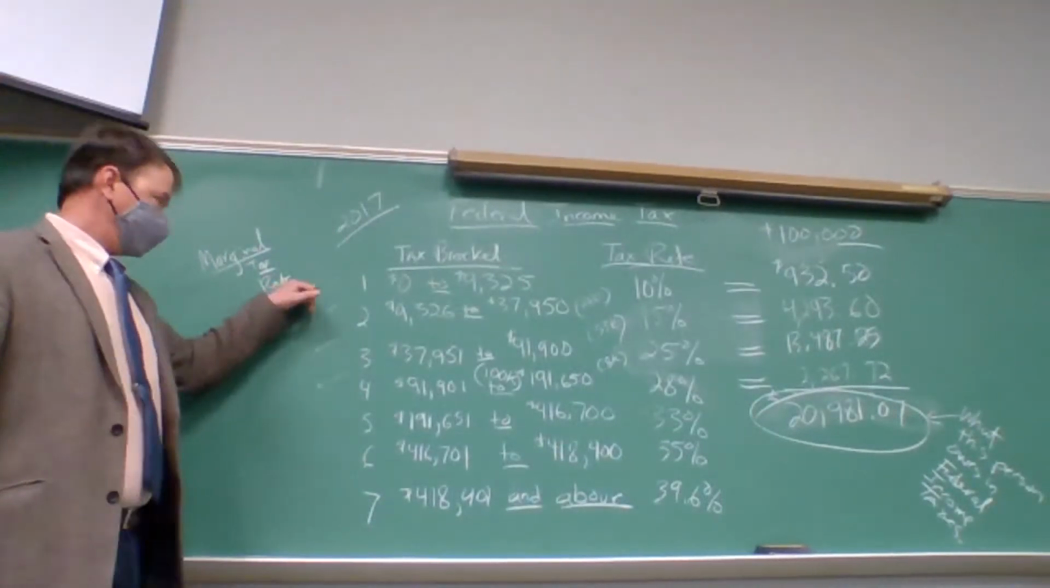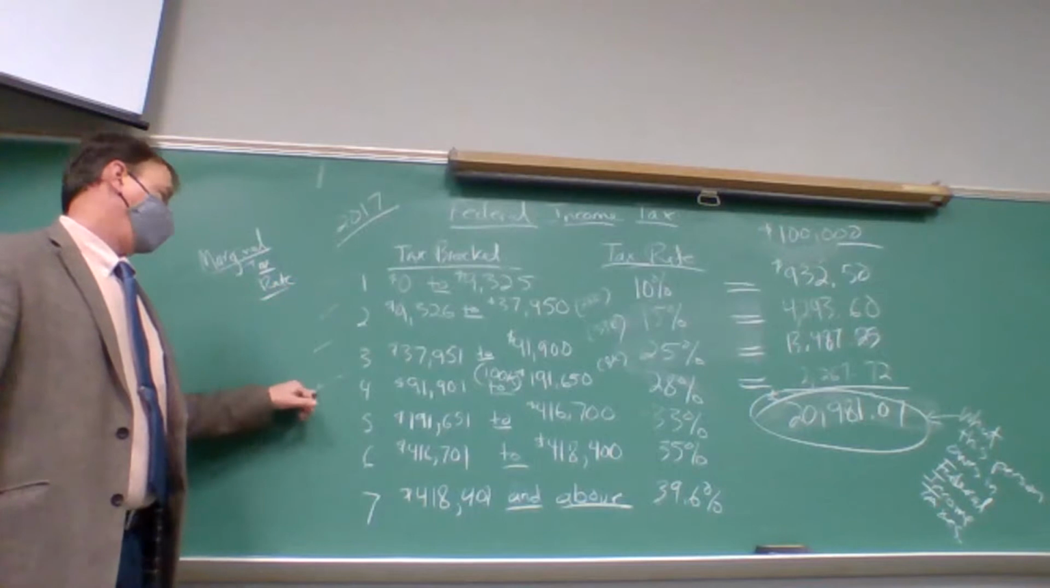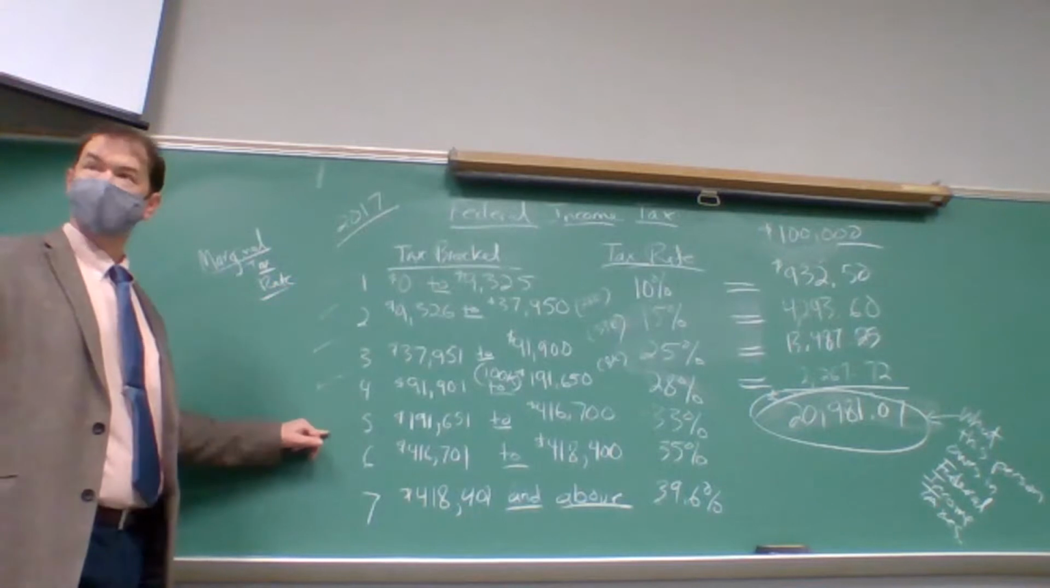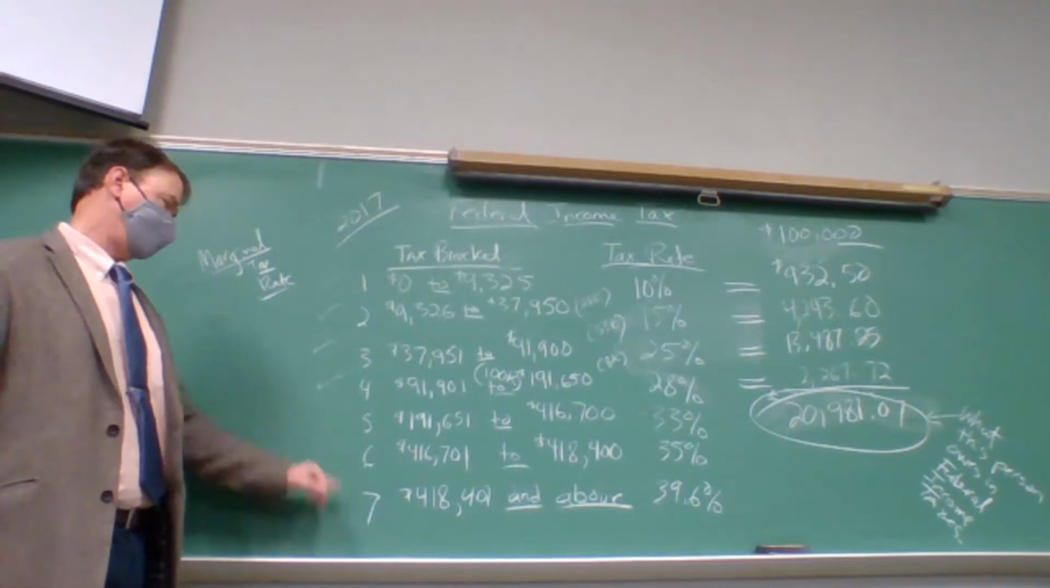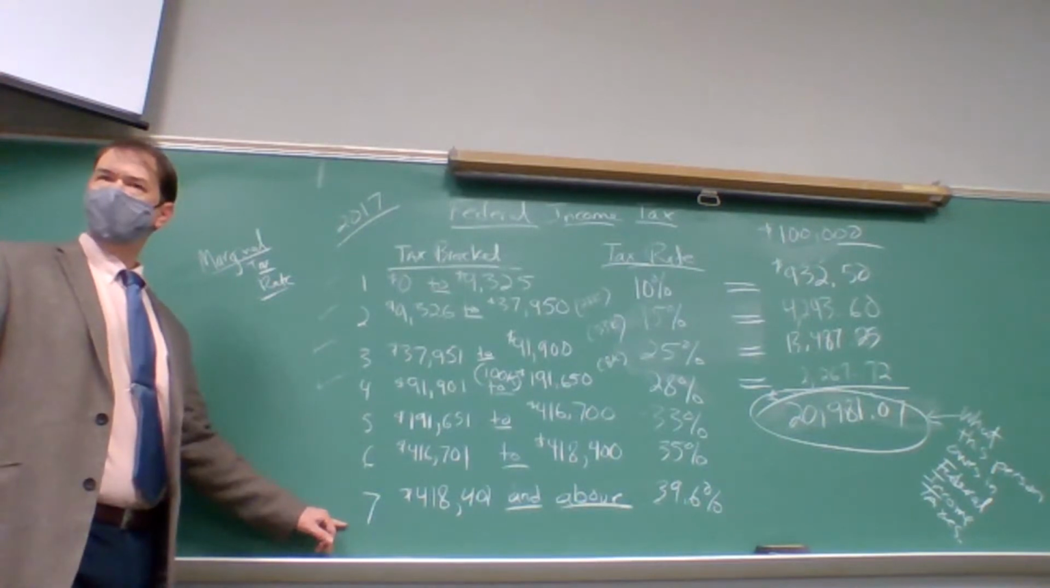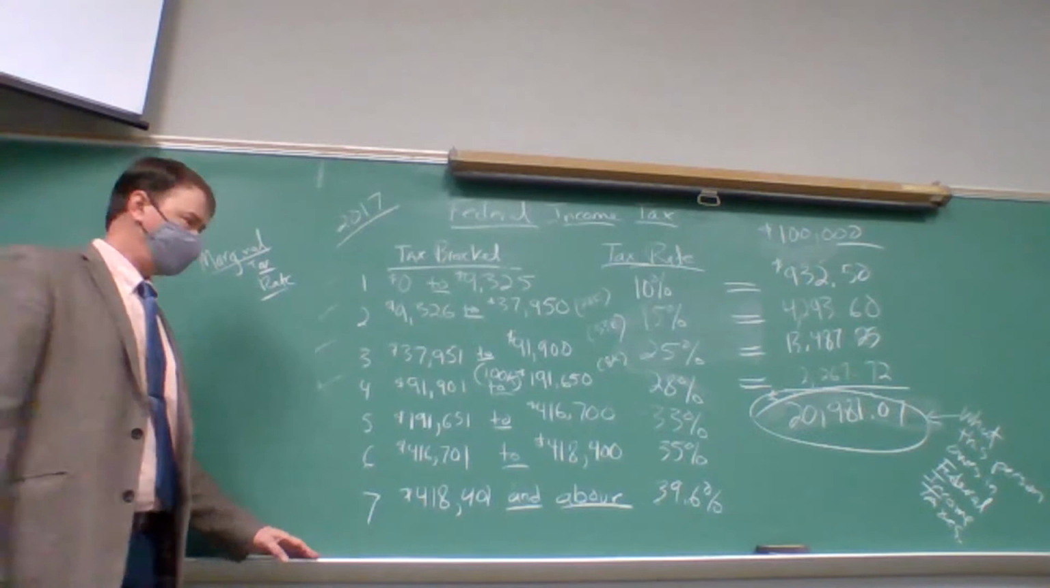If it's 200,000, I'm in bracket 1, I'm in bracket 2, I'm in bracket 3, I'm in bracket 4, and I'm in bracket 5, right? If I earn 425, I'm in all, right? Yeah. Anybody notice anything here?